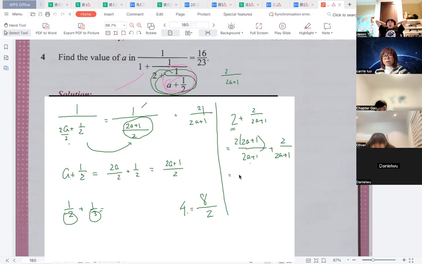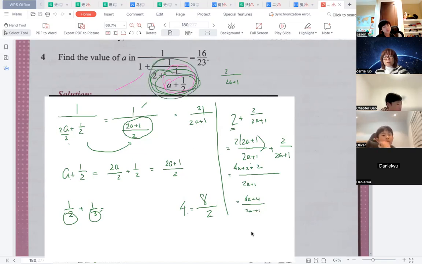Get it, everybody? So 2a plus 1 equals 4a plus 2 plus 2, so equals 4a plus 4 over 2a plus 1. Get it, everybody? But this one is the green part. But if 1 over it equals what? Equals 2a plus 1 over 4a plus 4. Am I right, everybody? Yeah.